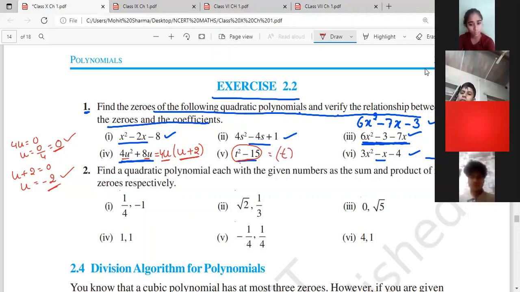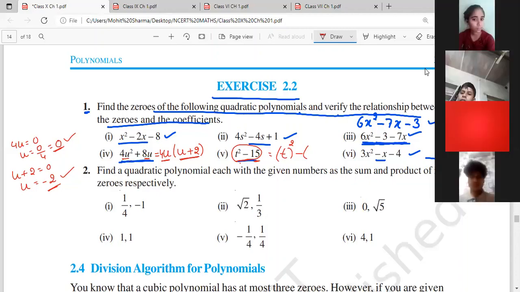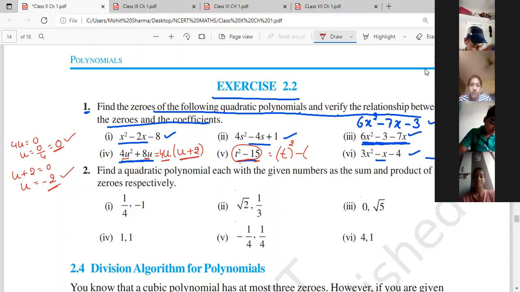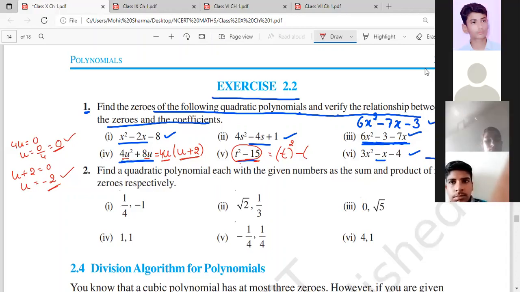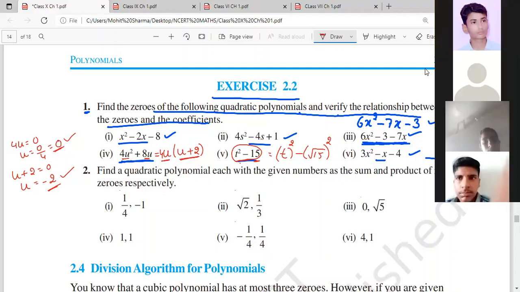So here, what you will do, you will make it like this. Use the identity a squared minus b squared. t squared minus 15. 15 किसका square है? नहीं सर, इसका स्क्वायर रूट होगा ही नहीं. स्क्वायर रूट होता नहीं है, तो जब नहीं होता है तो हम किसका लेते हैं? अंडर रूट. Square of under root 15.